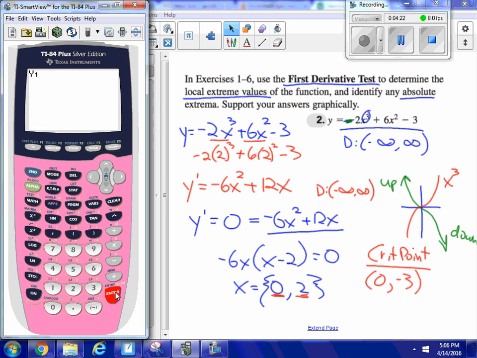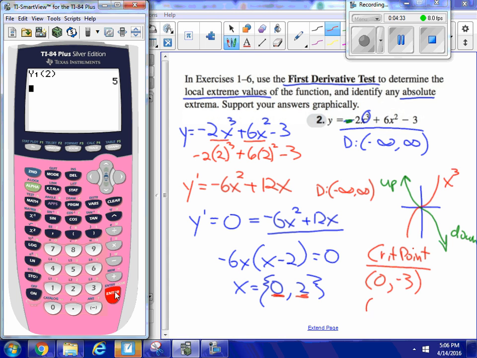So it says y equals, and I'm going to evaluate that function for x equals 2. And the answer is 5. So my other critical point is going to be the point (2, 5). Now let's leave that there because that's going to come in handy in just a minute.